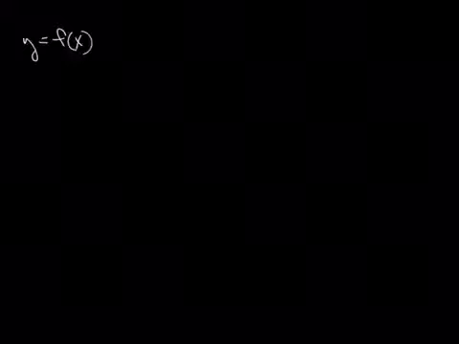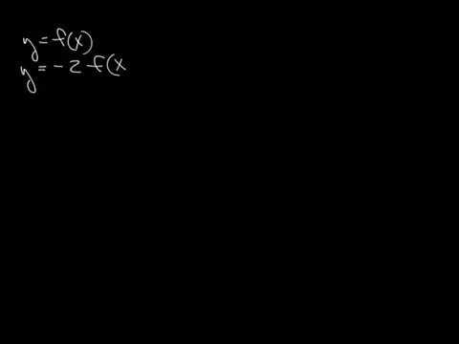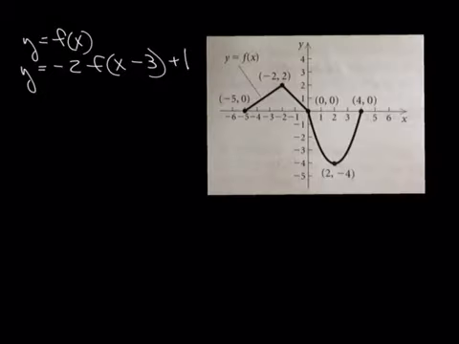So we're going to take y equals f of x. Okay, and I'm going to take a picture of it here in a minute. And what they want us to do is graph y equals negative 2 f of x minus 3 plus 1. Okay, so I'm going to take a picture here and then get going on it.